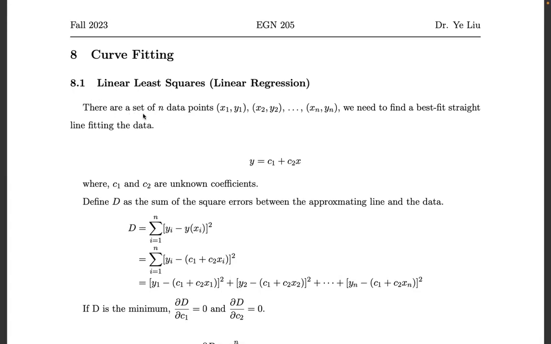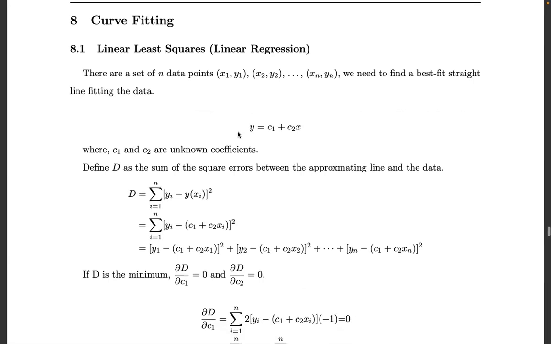Now there is a set of n data points: x1, y1, x2, y2, until xn, yn. We need to find a straight line, y equals c1 plus c2 x, where c1 is the offset and c2 is the slope, such that the straight line is closest to these points.